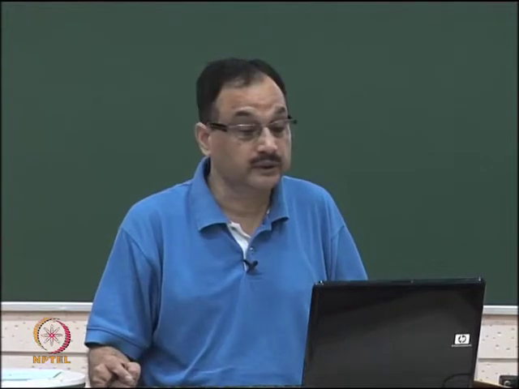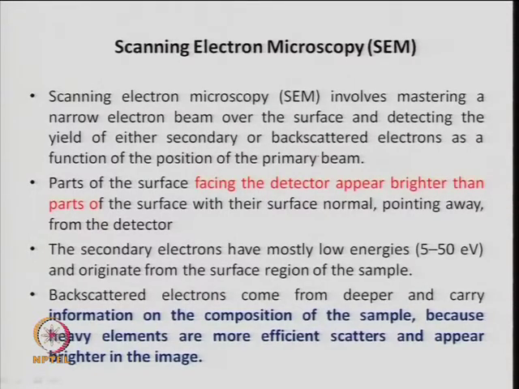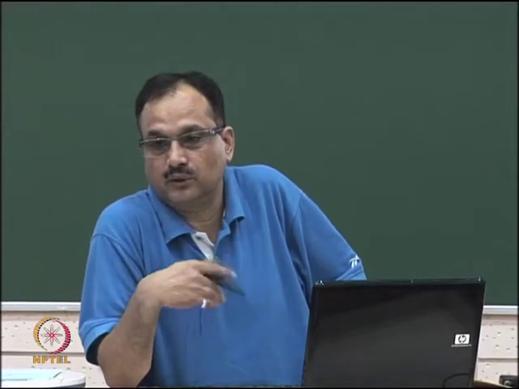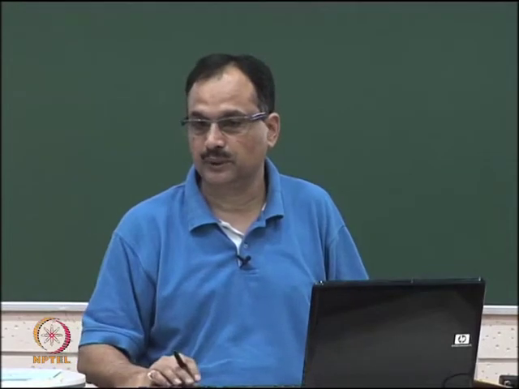Back scattered electrons generally come from deeper and carry information on the composition of the sample, because heavy elements are more efficient scatterers and appear brighter in the image. So, again when you have the electron beam, the diffraction comes from a secondary or lower layer of atoms. Back scattered electrons and secondary electrons are what you have seen in the case of XPS also. The electrons are used here rather than photons. Like XPS or like your TEM, the SEM can also be used for determining the composition, but the TEM gives you a 2D image of the whole mass of the sample.